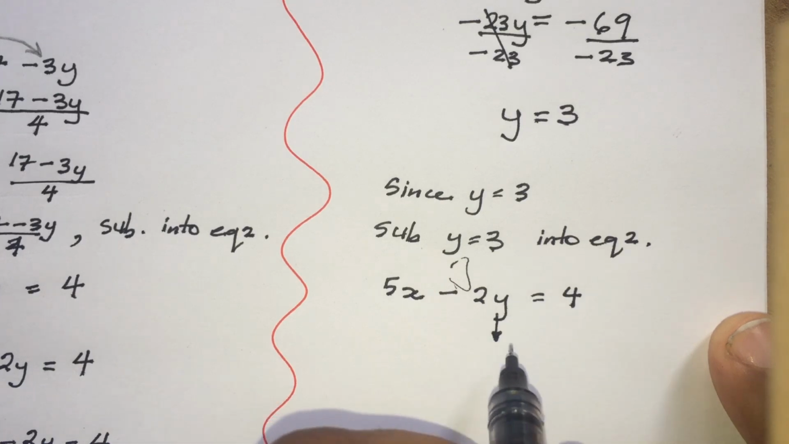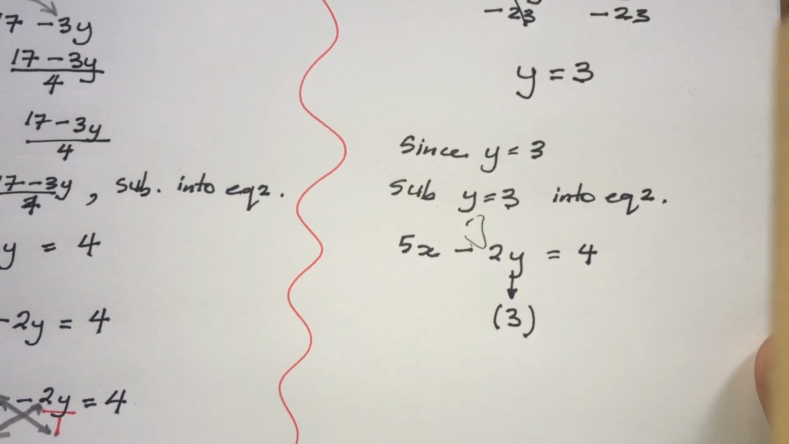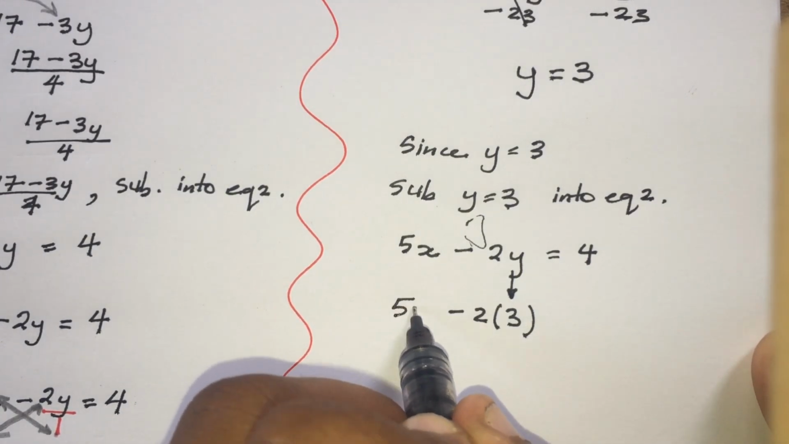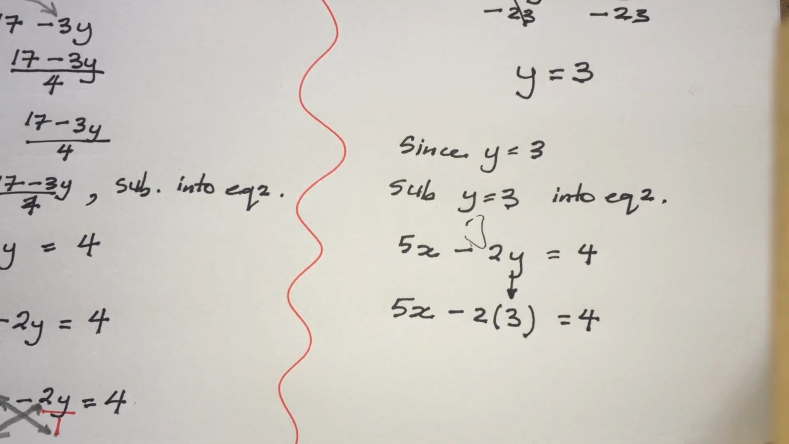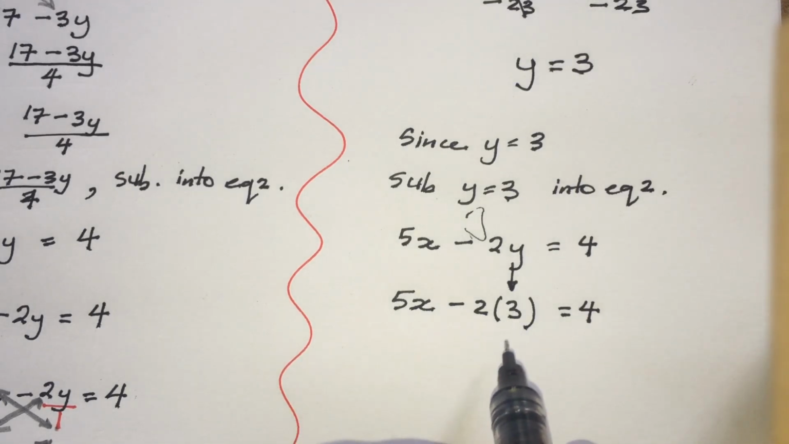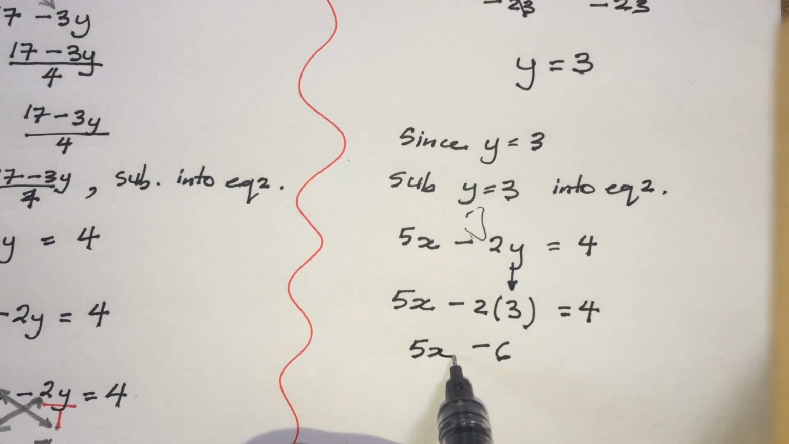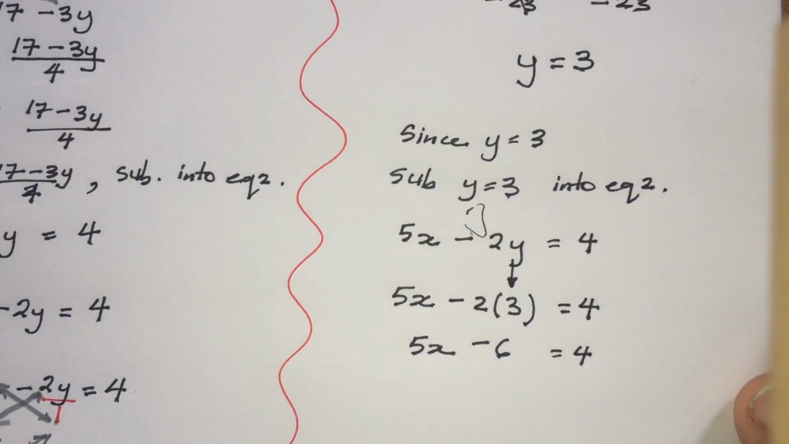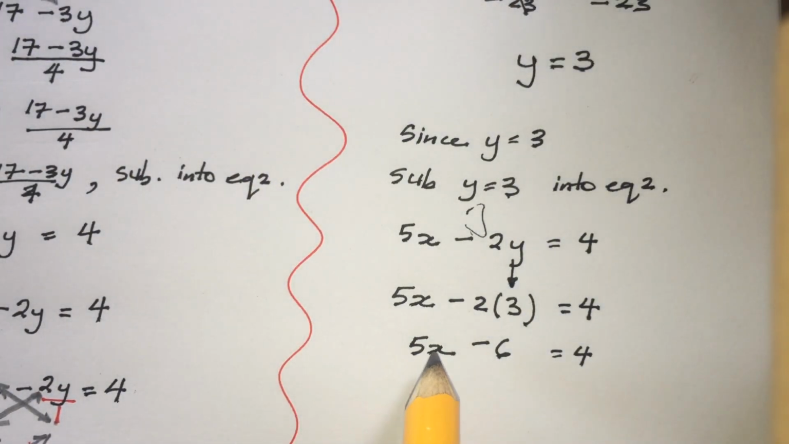So this is where the y is. I'm going to replace it with 3, and I'm putting it in brackets. Notice there was that negative 2 in front, and this 5x in front, and that 4 behind. We're just going to work it out simply. Negative 2 times 3 will give us negative 6. We'll have this 5x minus 6 equal 4. And we're going to carry across that minus 6 now, to get x on its own.